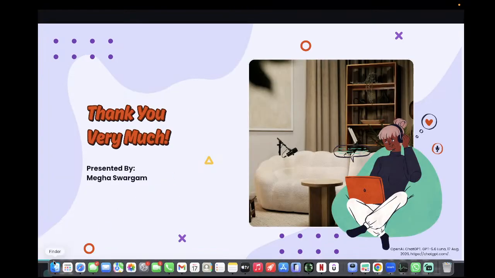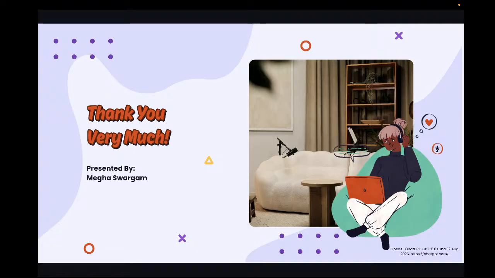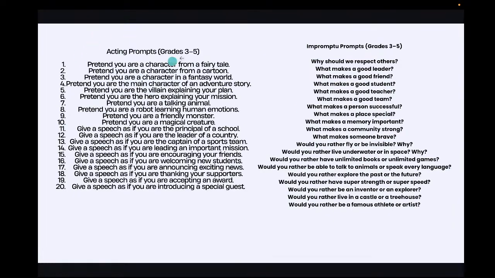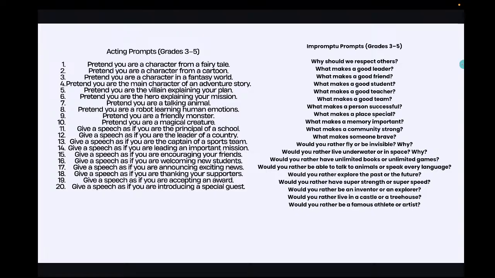Okay, guys, great job with that. Thank you very much. This was a great class. We did some review and some challenges, so great job. You guys are going to do your rotations now. The public speaking groups can go up and present their speeches, and then here are the impromptu and acting speeches for 3rd grade to 5th grade, and here are the ones for 6th grade to 8th grade. Feel free to pause the video for both of these.